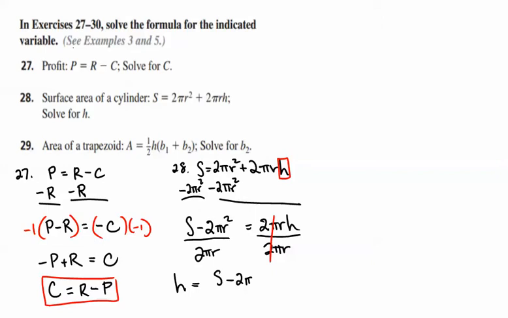Okay, sorry for the bell sound there. We ended up with S minus 2 pi r squared all divided by 2 pi r, and it might be tempting to try to cancel some things in there, but that's fine to leave that in that form.